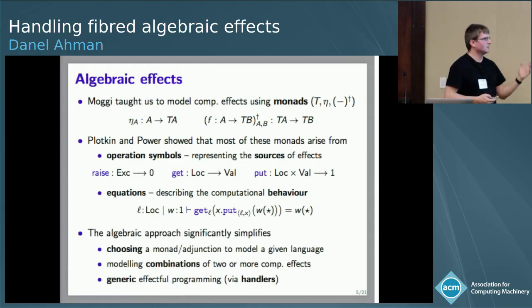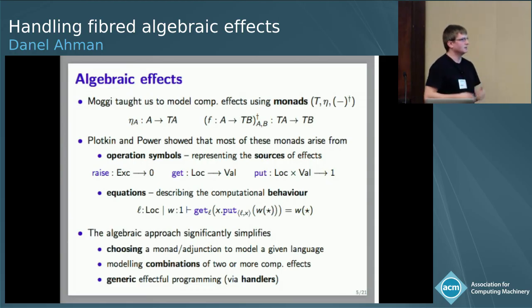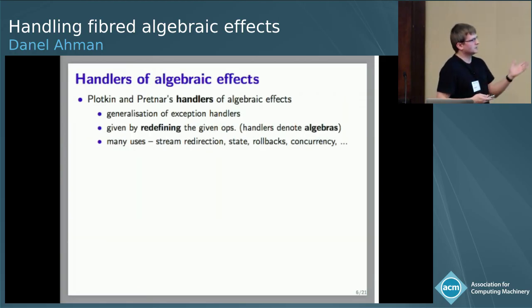The algebraic approach is in some way superior to just the monadic approach in the sense that it allows you to easily pick the monad for a particular language, because if you just work in the monadic setting, it might be complicated to choose what's the particular monad. It helps you to model combinations of effects better, and it supports a nice way of generic effectful programming via handlers. So the second part of the history part of this talk is, what are handlers?